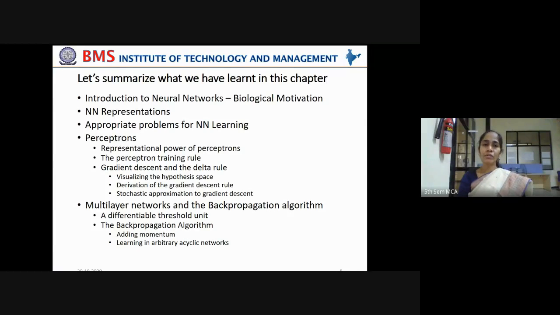We have also seen what the appropriate problems for neural network learning are, say where there is too much noise in the data, and where the data is in the form of attribute value pairs, or when the model can adjust with too much learning time, but where quick evaluation is required.